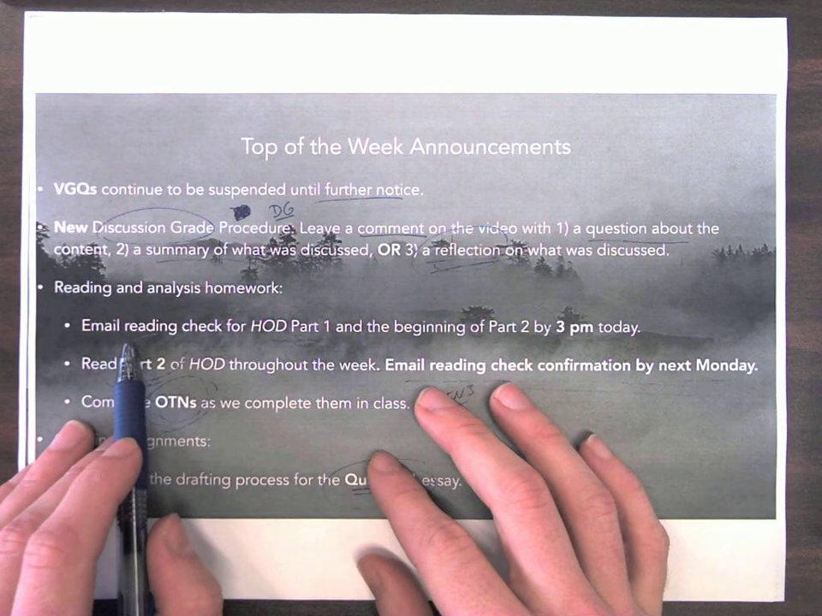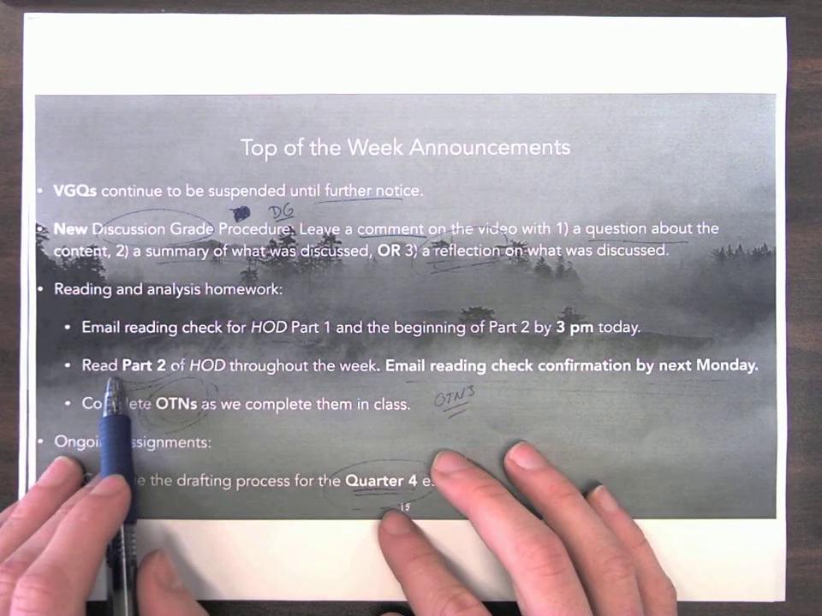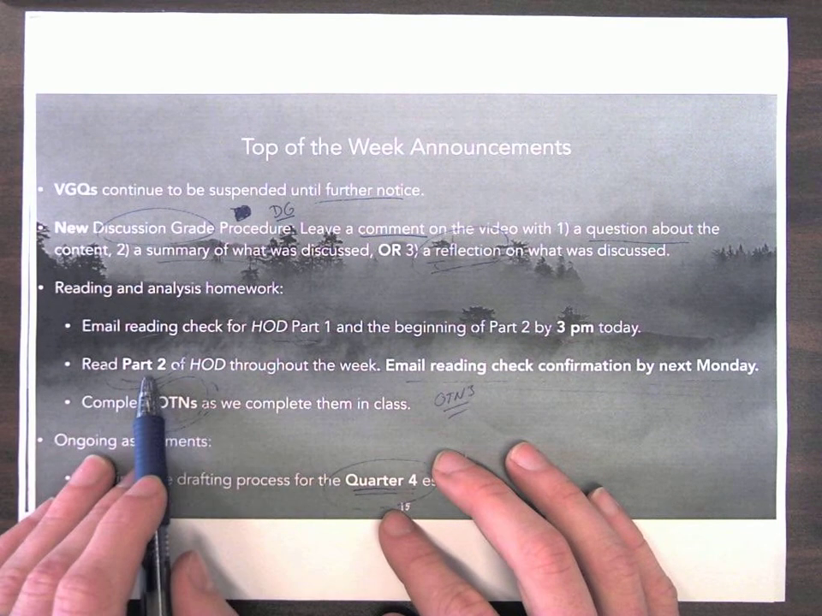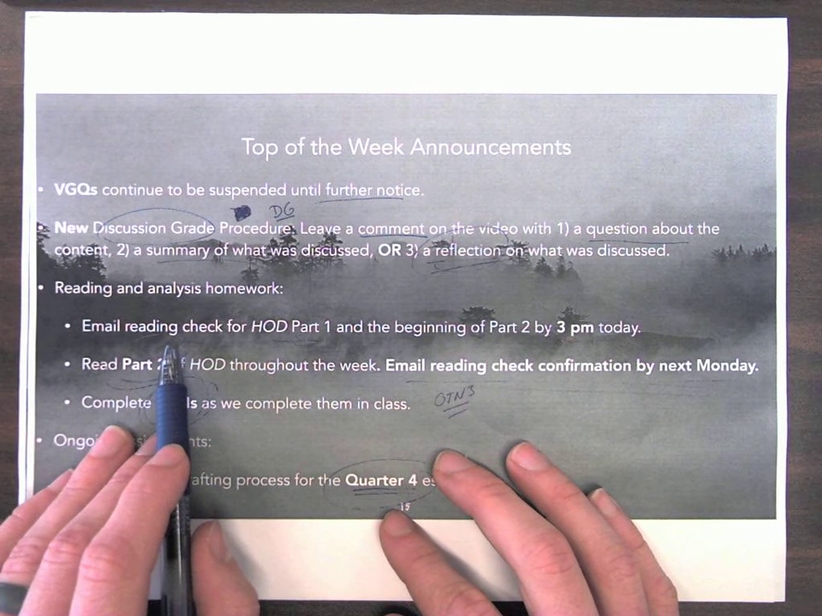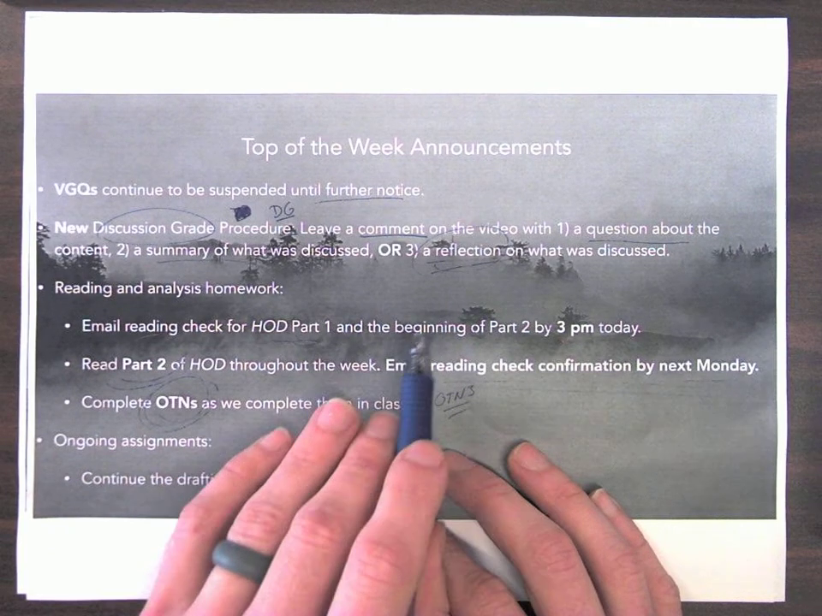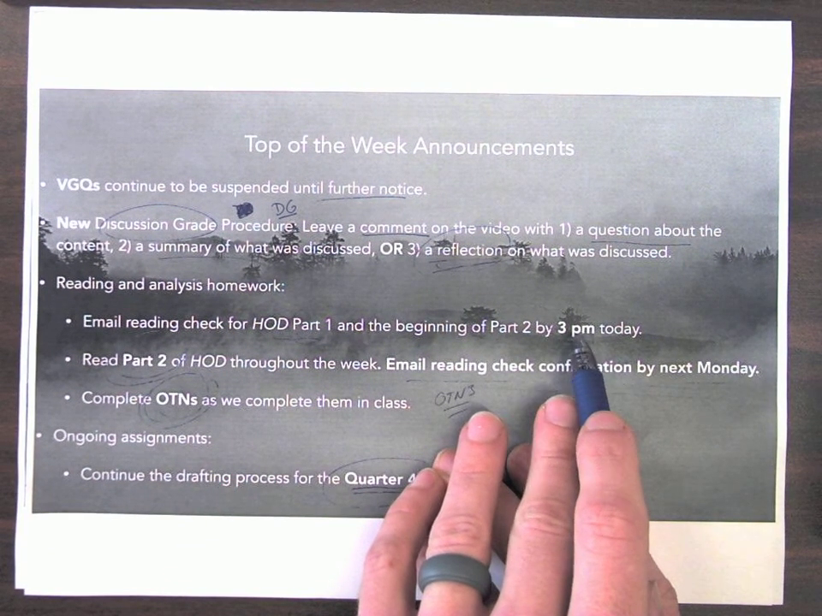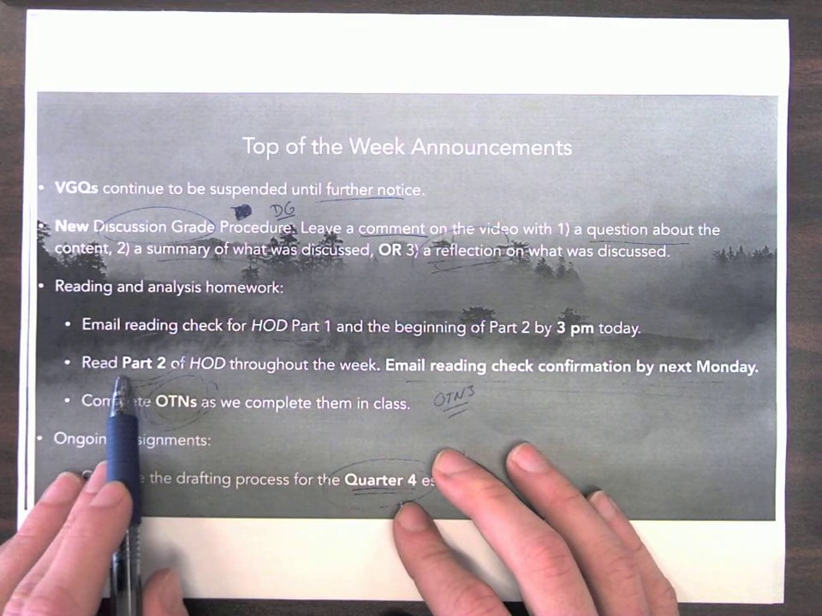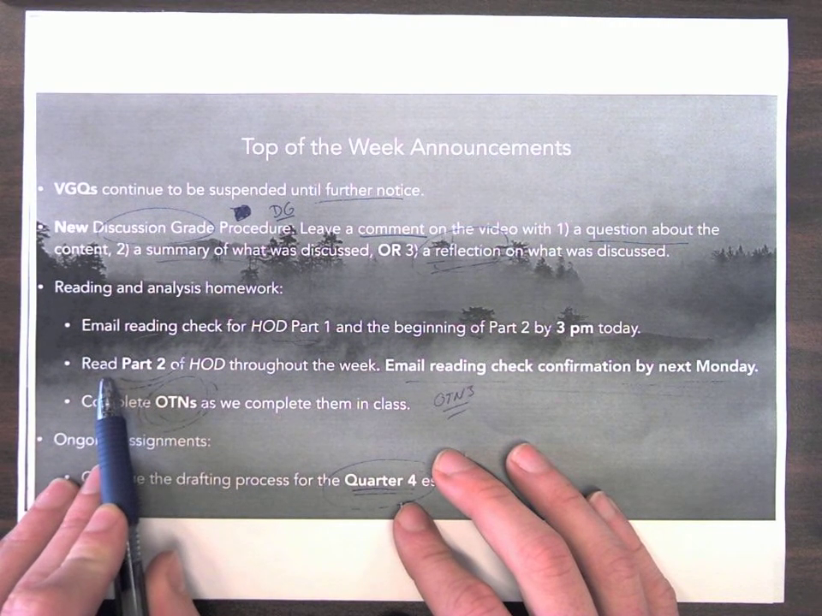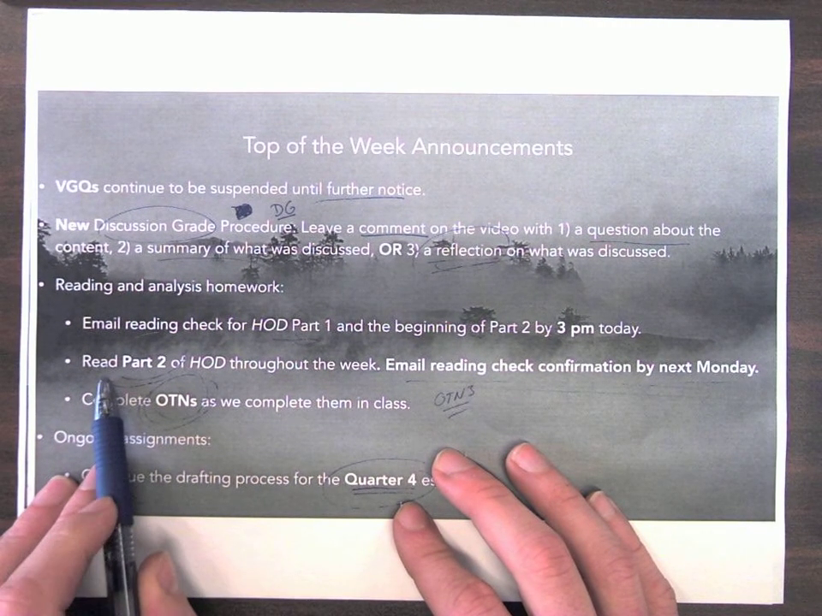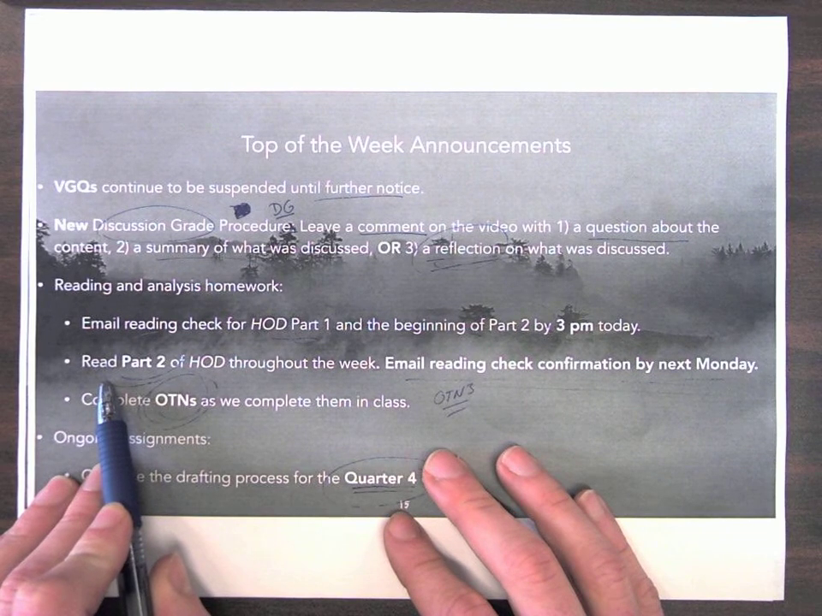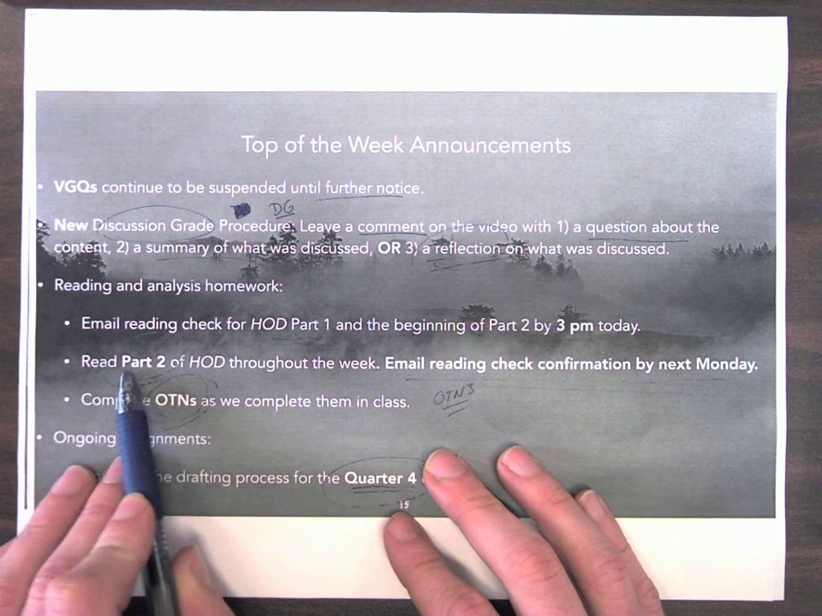Aside from that, you need to make sure that you are working through your reading for Part 2 of Heart of Darkness. Obviously, you should have last week read through Part 1 and the beginning of Part 2. I should have gotten your reading check yesterday for that. If you haven't sent that to me, then it is late, and will be graded as such. Throughout the course of this week, you just need to make sure that you are finishing Part 2.